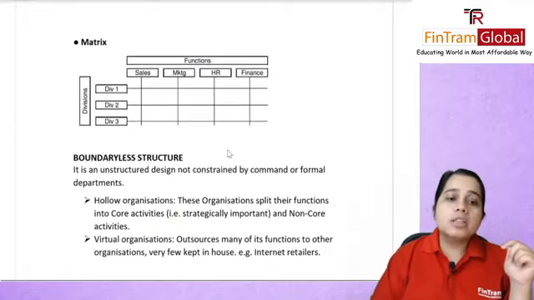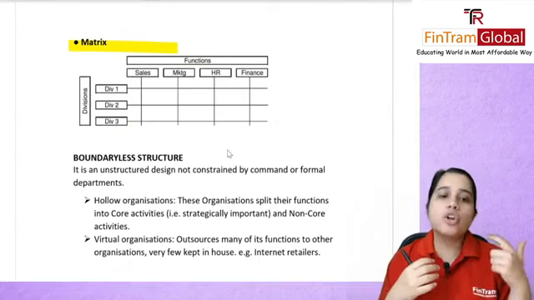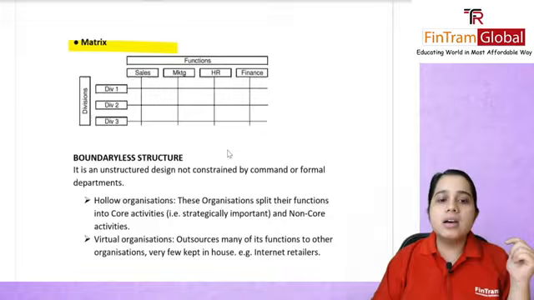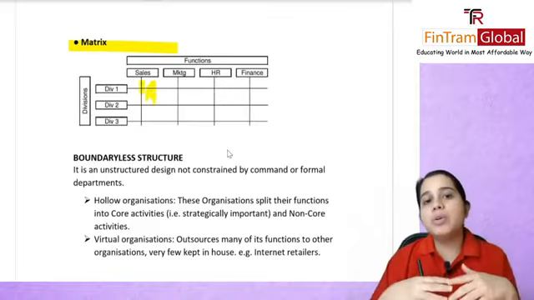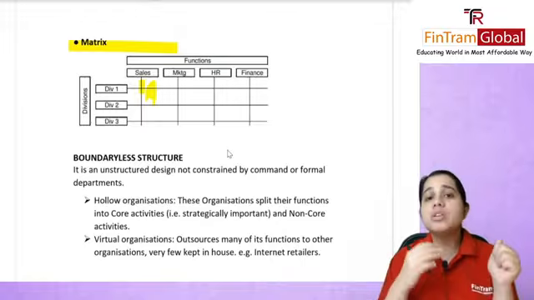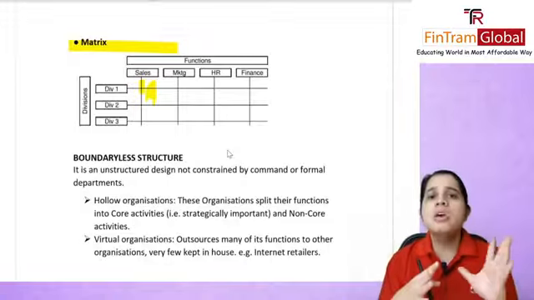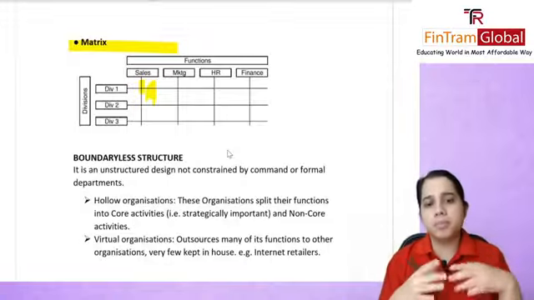Then we also talked about matrix structure, which is sort of an amalgamation of your function and division. Here any person, let's say the person sitting over here is A, will be reporting to both a functional manager and a divisional manager. That is your matrix structure. This will usually be seen in huge organizations. Small organizations will pretty much not adopt this.